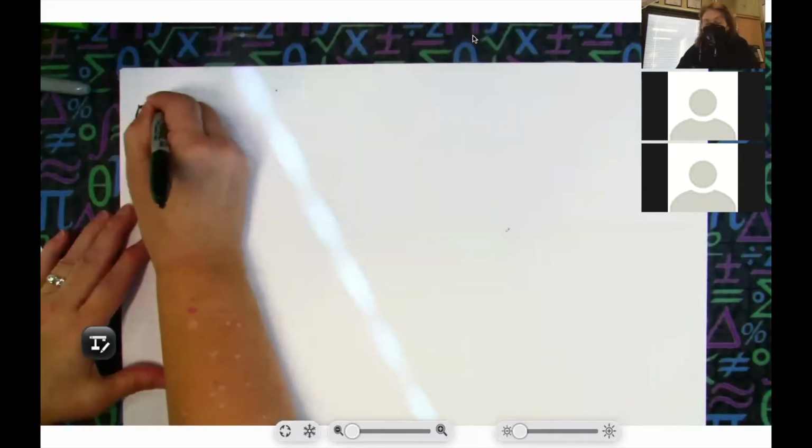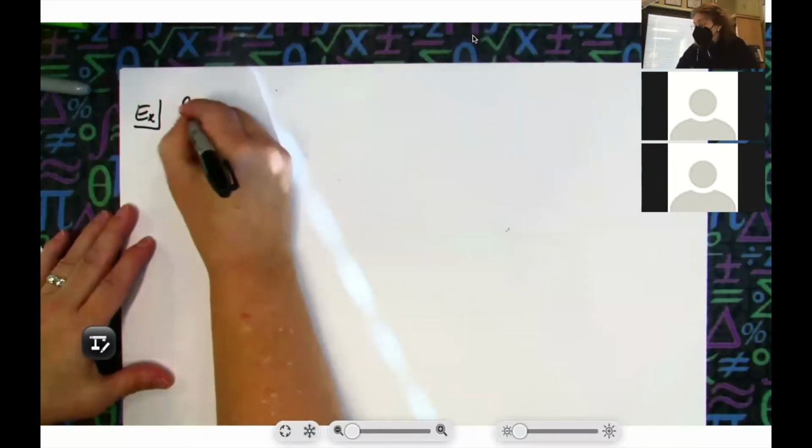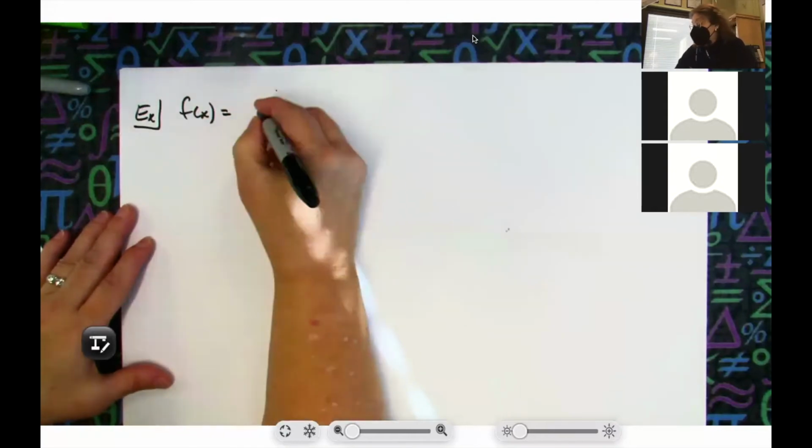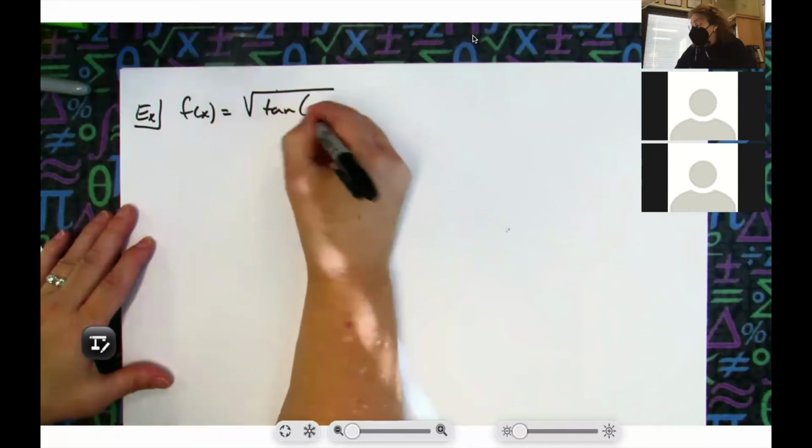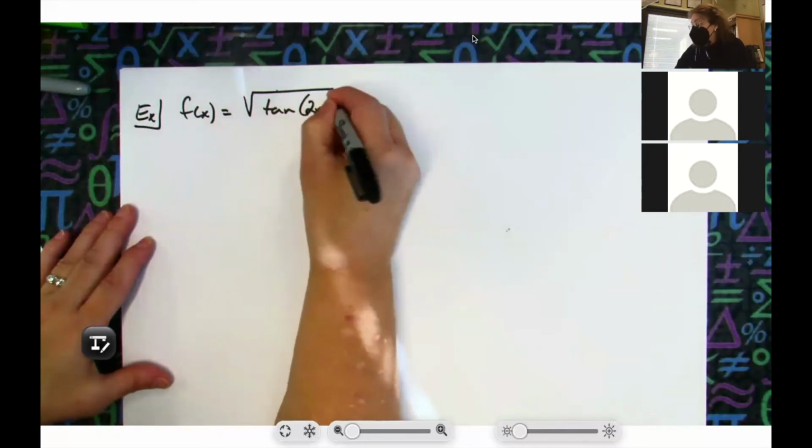All right, let's take a look at a tangent one. We haven't done many tangent derivatives. So let's say we've got f of x is equal to the square root of tangent of 2x to the 5th.